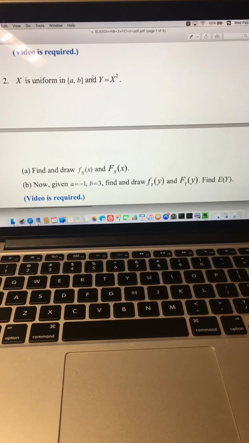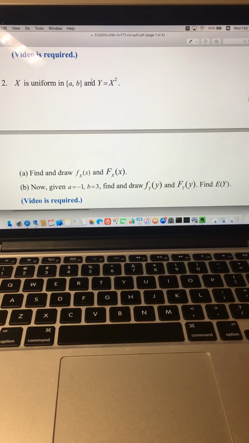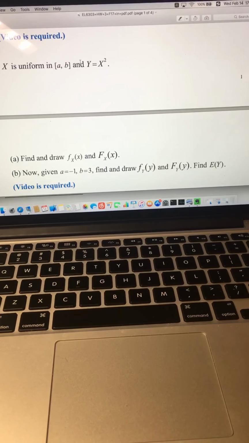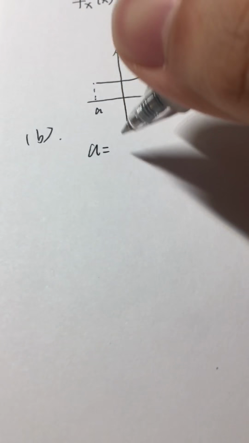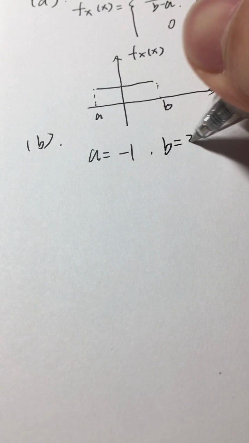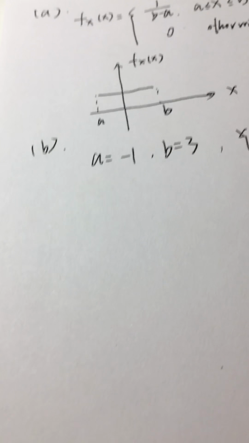And question B: now given a equals -1 and b equals 3, find and draw fy of y and capital Fy of y, and find the mean of y. Let's see question B. First, we know that a equals -1, b equals 3, and y equals x to the power of 2.